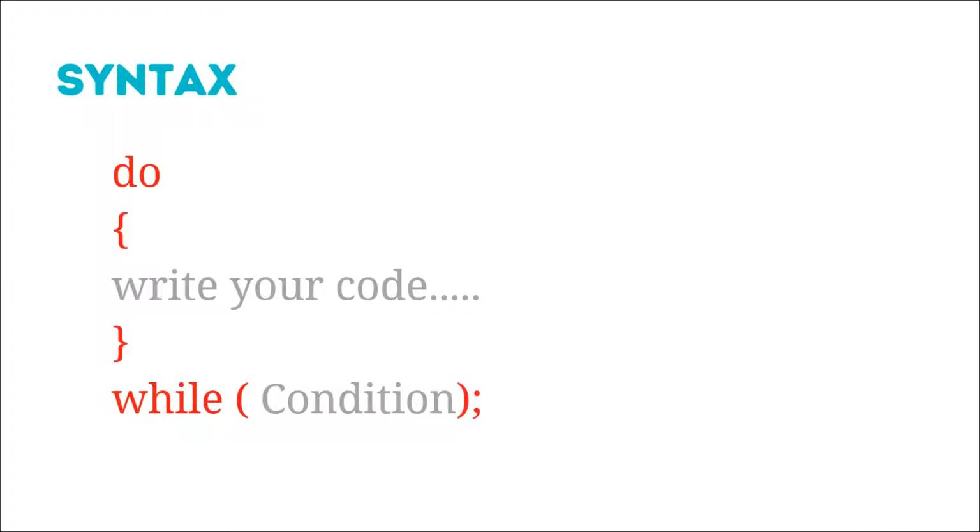As you can see in the syntax part, first of all, you need to write the keyword do. After that you need to write the code so that your code will execute, and after that it will check the condition. So in any case your code will definitely run one time. Let's go to the coding area and see some examples.